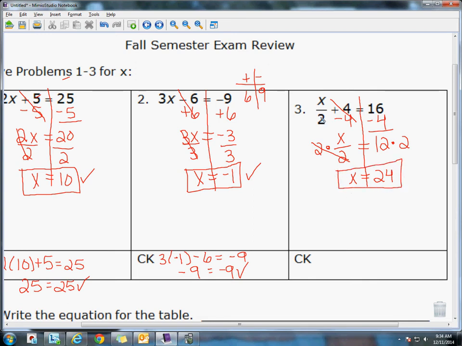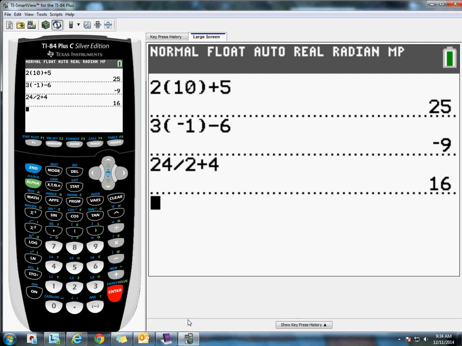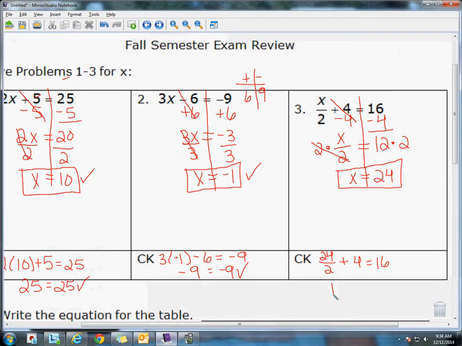So now we're going to check it. We have 24 divided by 2 plus 4 is equal to 16. So we can type that in the calculator. 24 divided by 2 plus 4. It comes out to 16. So we have 16 is equal to 16. And since that is true, we know our answer here is correct.